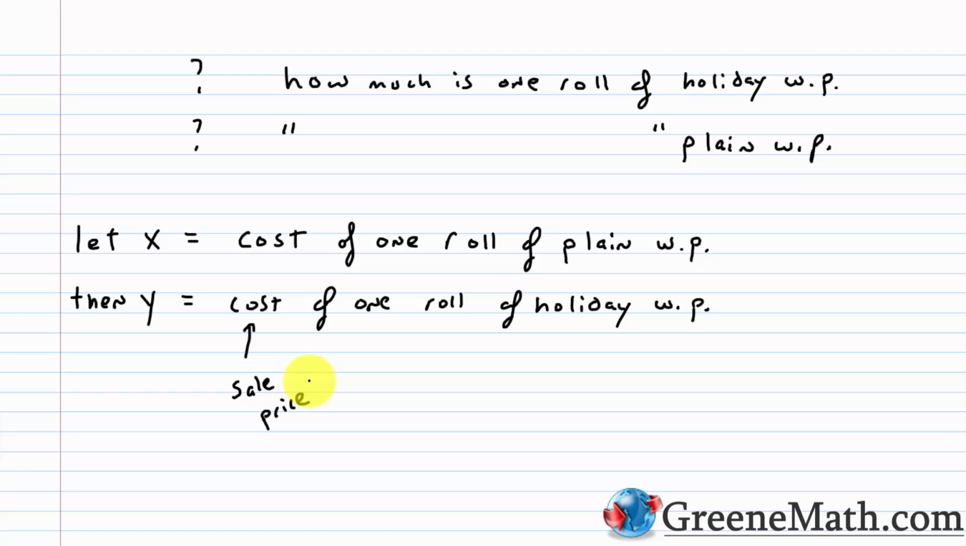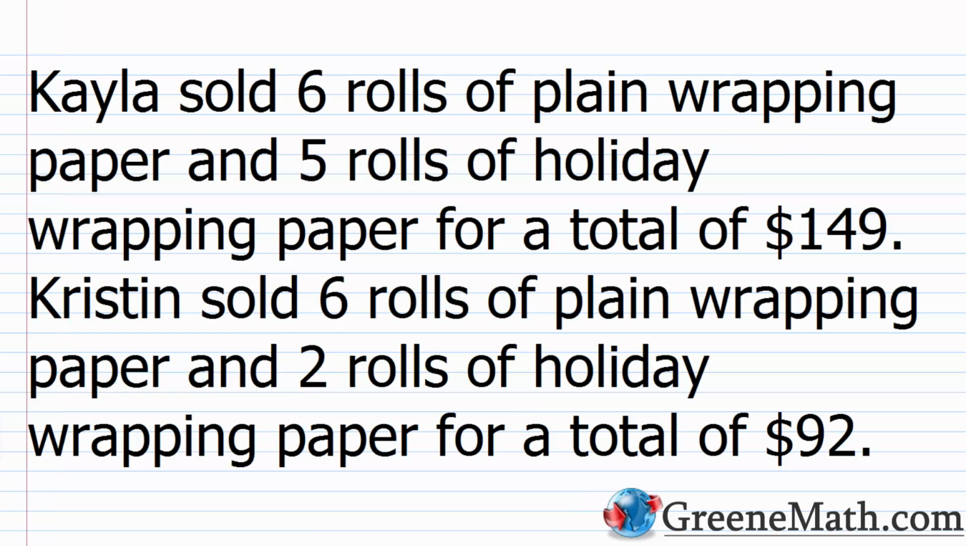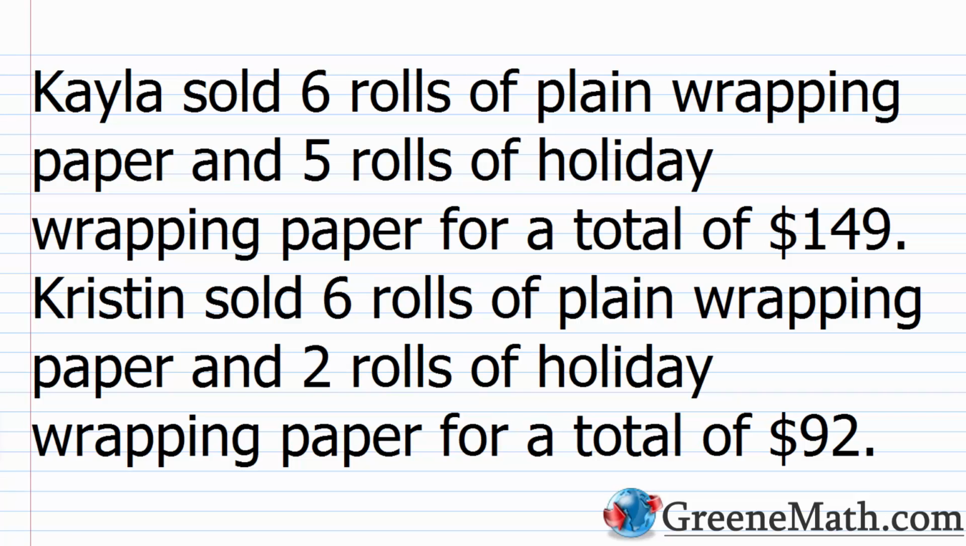For step 3, we want to write 2 equations using both variables. In order to do that, we need to read back through the problem. I'm going to go to this part where all the information is given. Reading back through here, we see that Kayla sold 6 rolls of plain wrapping paper and 5 rolls of holiday wrapping paper for a total of $149. We can use this information to make our first equation.